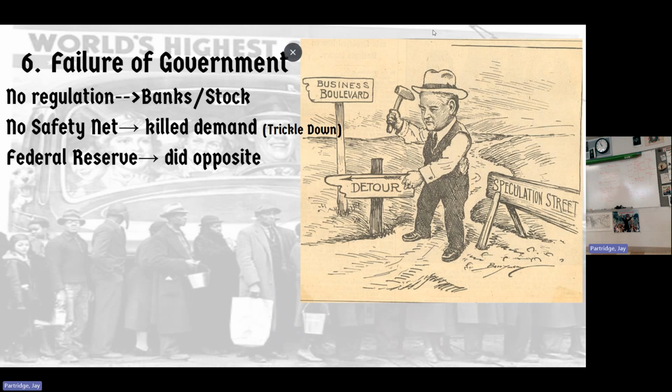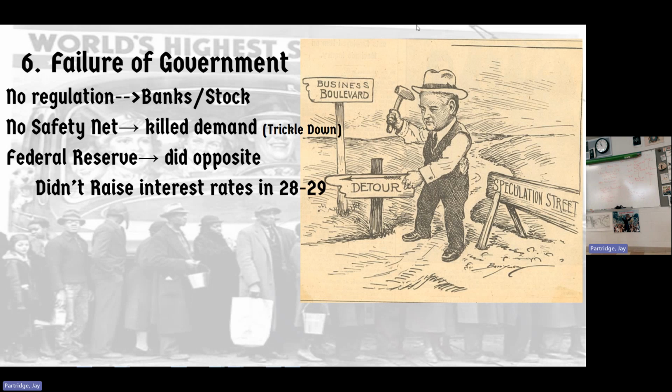Next, the Federal Reserve did the opposite of what they're supposed to do. To stop the speculation, they should have raised interest rates. That makes it harder to borrow money. What did they do instead? They really didn't raise interest rates in 28 or 29. They did a little bit, but they should have dramatically raised interest rates in 28 when the speculative boom was going nuts. And then, all of a sudden, when people quit spending money and banks aren't loaning money, that's when you cut interest rates.